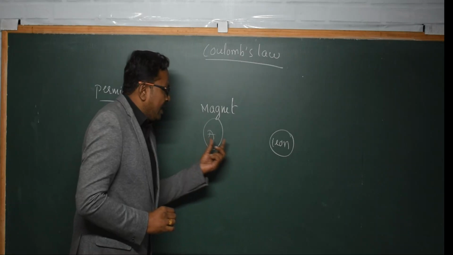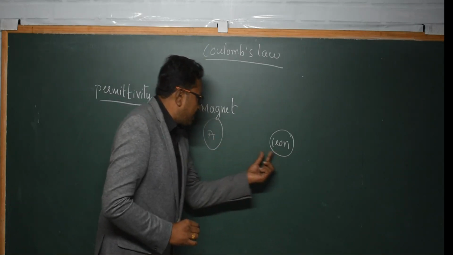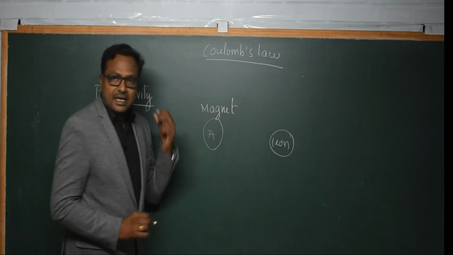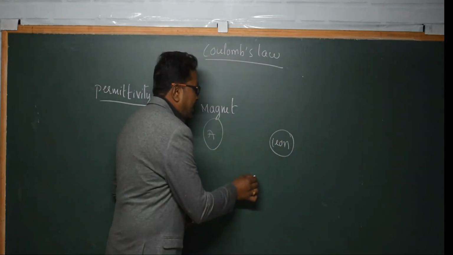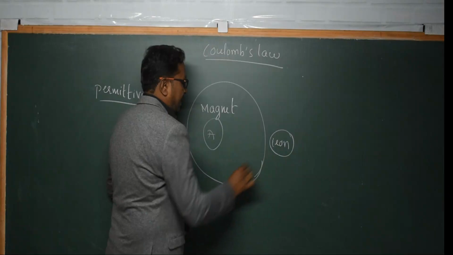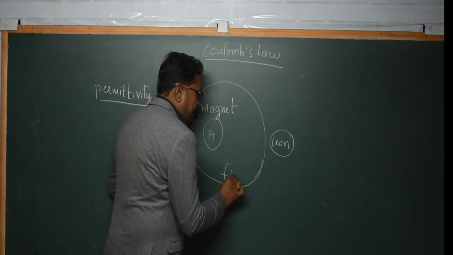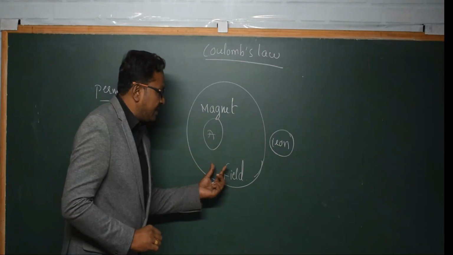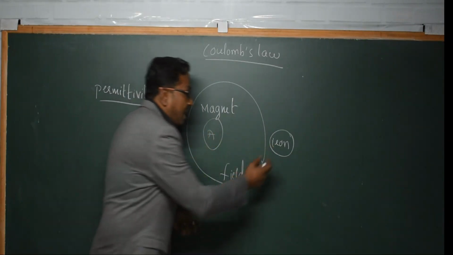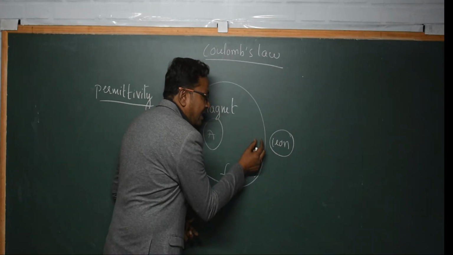this small iron piece will be attracted by the magnet. If it is too far, then it will not be attracted, meaning there is a magnetic field. Which field will be there? Magnetic field. Due to this magnetic field, this iron piece will get attracted if I place this iron in this field.